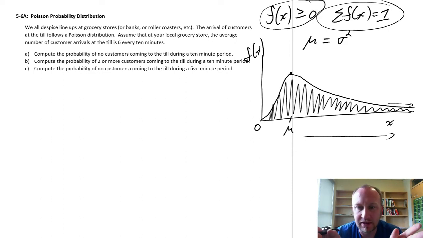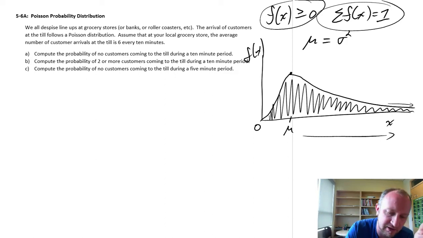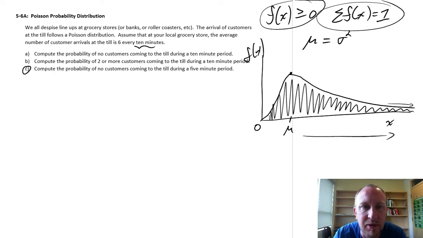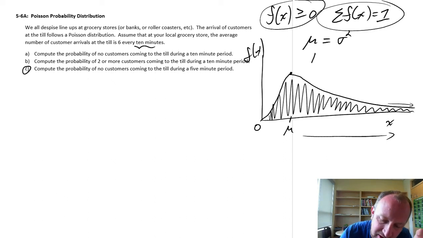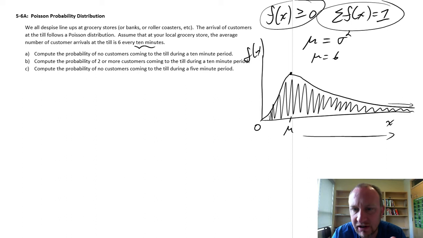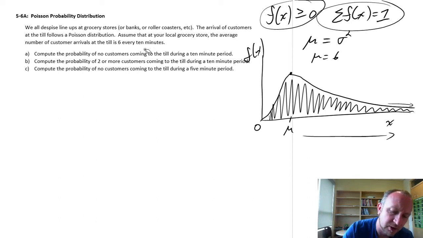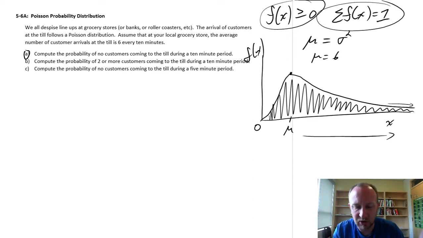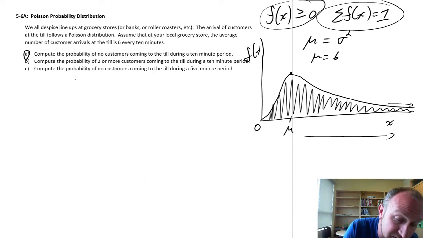At this point, the size of the interval isn't going to matter. The fact that it's 10 minutes isn't a concern. We'll address that issue when we arrive at part C of this problem. For now, all we need to know is that the mean value is 6. Yes, that's also its variance. We don't really care. So, how can we deal with these problems? Part A. What's the probability of no customers arriving at the till in a 10-minute period? So we need our formula.